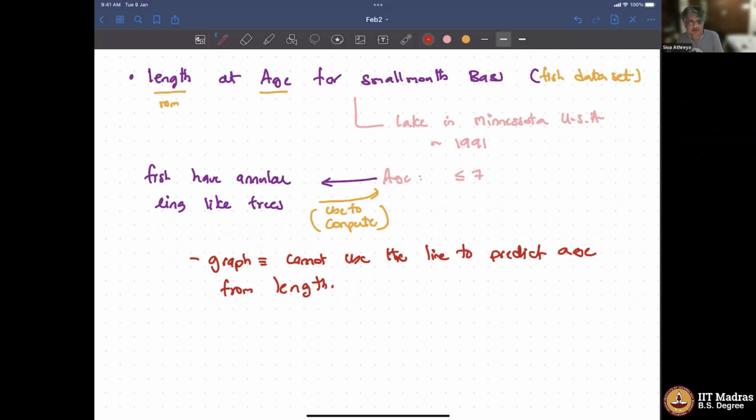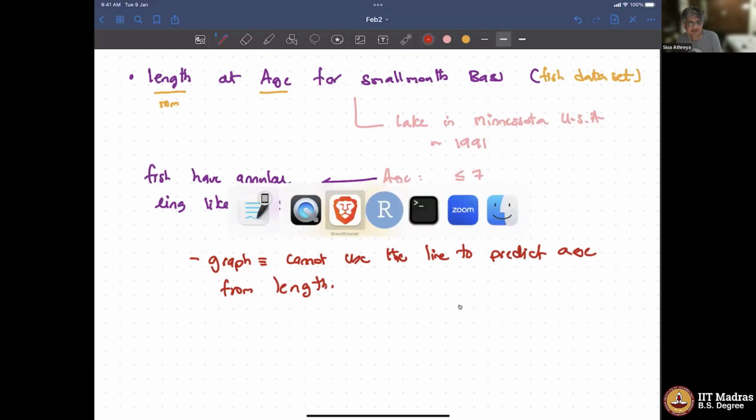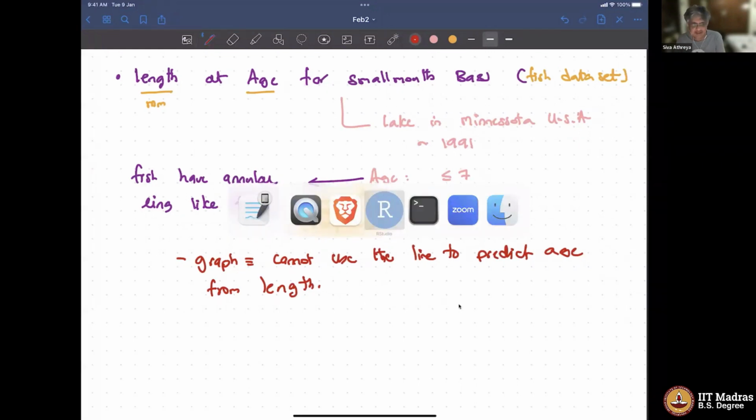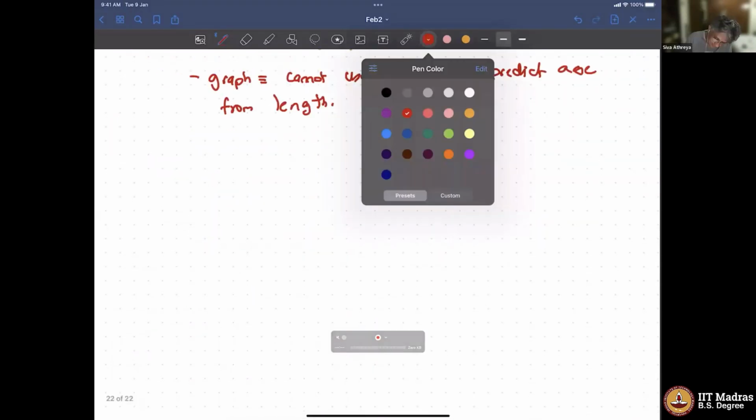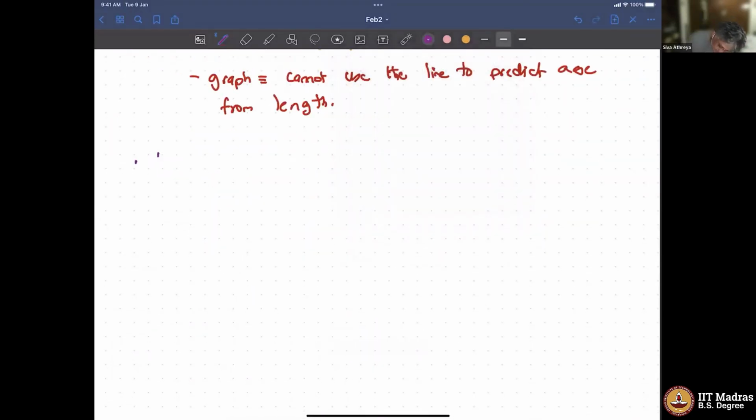Okay, let's look at the next data set that we have. Let's see what the data set looks like. The next set is called the snow data set. That's like predicting the weather.